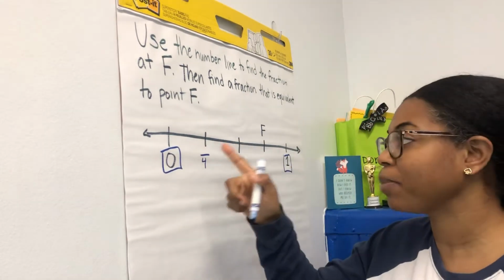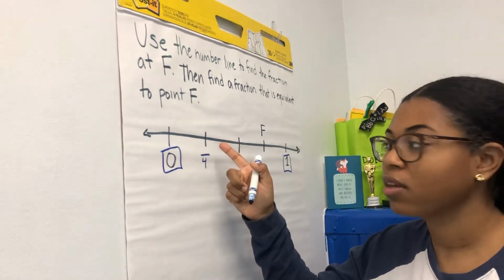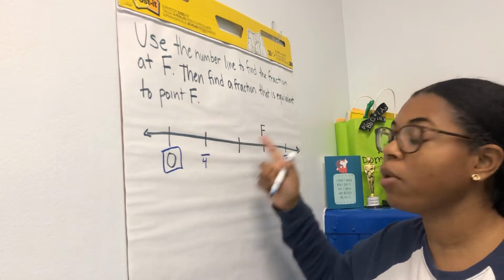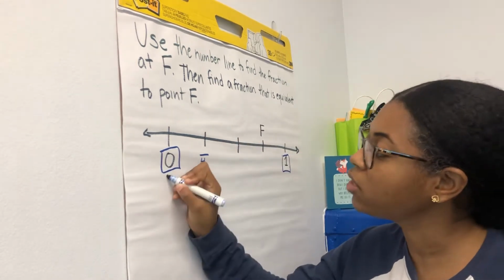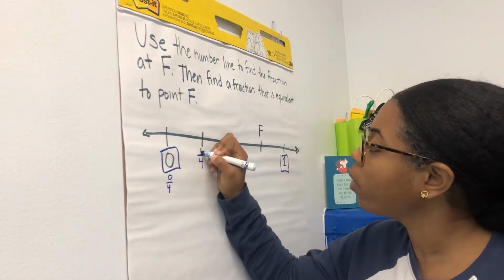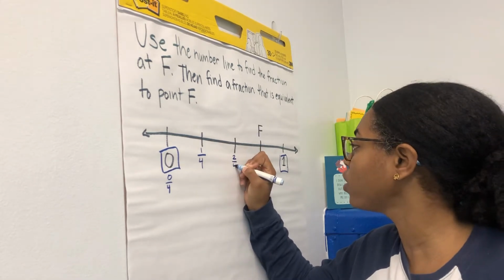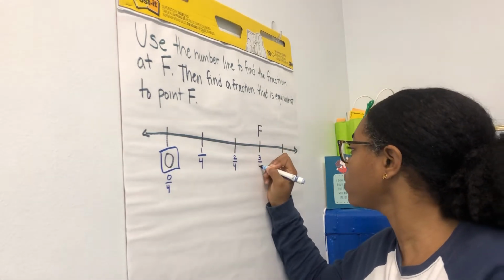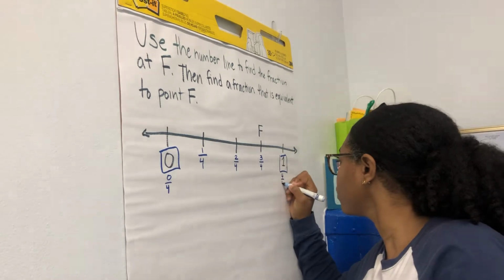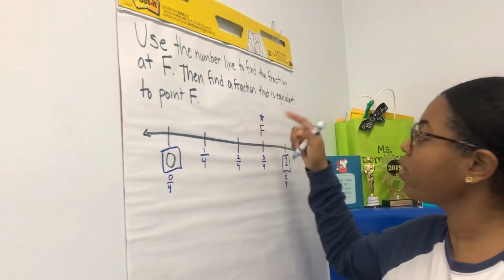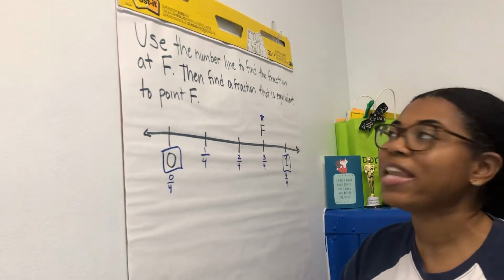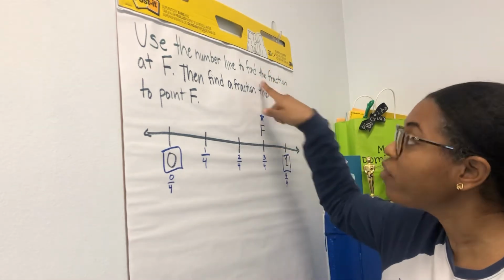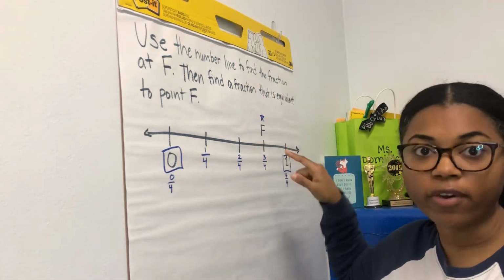Now I'm going to skip count by 1/4 to label all points on the number line. So this is 0/4, 1/4, 2/4, 3/4, 4/4. Okay, so I know that f is at 3/4. Now I need to find a fraction that is equivalent to 3/4.